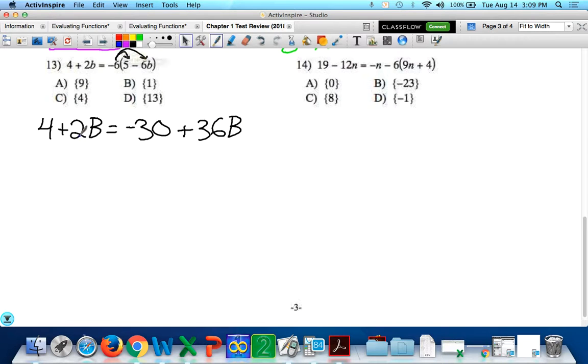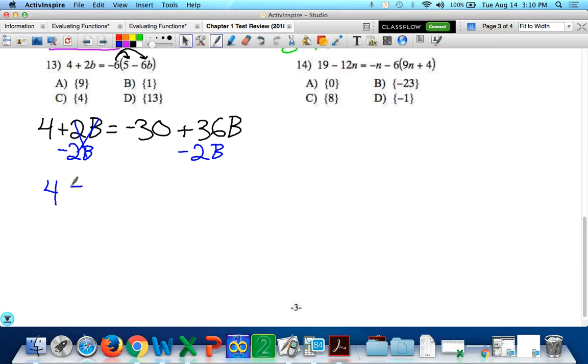Similar to the last one, I'm going to subtract 2b because then it's going to end up being a positive b's over here. So I subtract 2b. Again, from this first step written here in black, there are 4 ways to go. You could subtract 4. You could subtract 2b. You could add 30, or you could subtract 36b. All 4 of those steps are viable and will get you the right answer if you do the rest of the problem correctly. I choose this one.